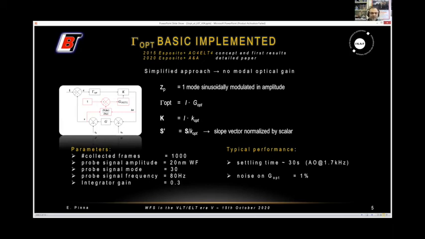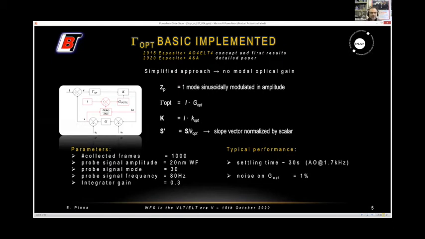Then this is the theory. Because of the modal nature of the pyramid, everything is matrix and vector and so on. But we decided to start with the most simple approach: to neglect the modal nature of the optical gain and see what we get, just modulating one mode, measuring one optical gain. So all our metrics here become, in fact, a scalar, g_opt, and we just normalize the slopes that come out from the wavefront sensor by the value of the optical gain that we measure with this demodulation approach.